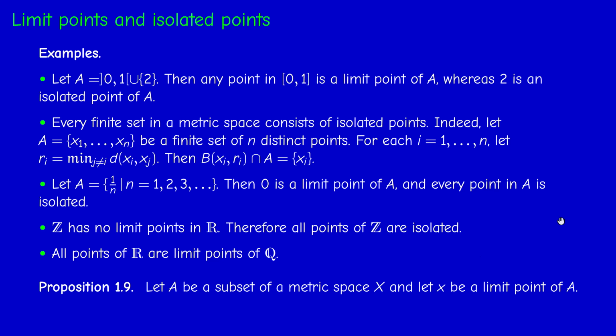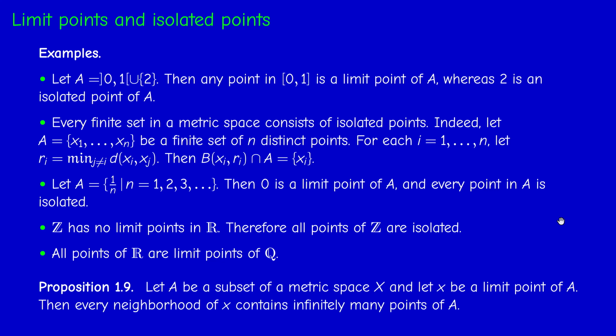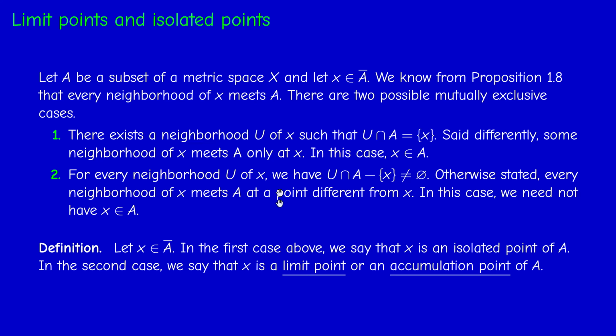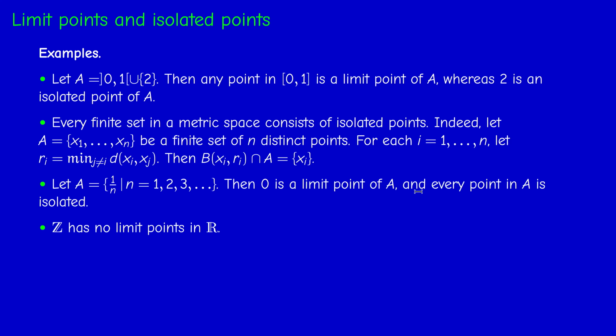Next result. If A is a subset of a metric space and x is a limit point of A, then not only does every neighborhood of x meet A at a point different from x, but actually the intersection is infinite. If you go back to the definition, it states that for every neighborhood U of x, the intersection of U and A with x removed is a non-empty set. But actually, it's not only non-empty, it's infinite. And I gave this as an exercise.